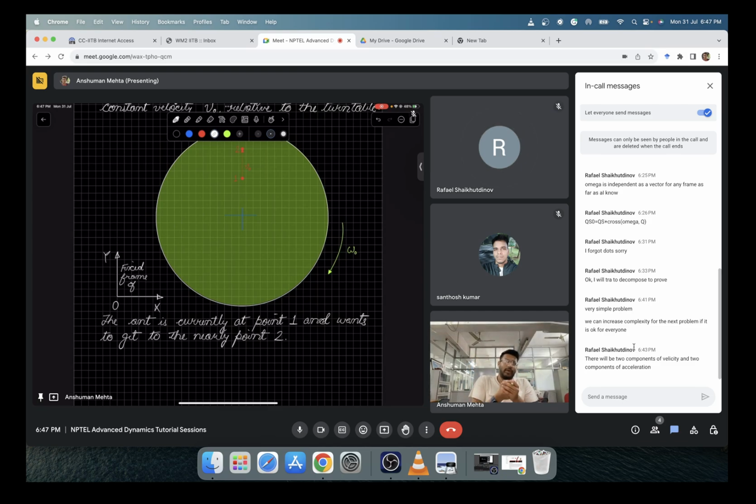So let's say we are that ant. Let's say I am that ant, and there's a huge platform and it's rotating. Now I wanted to go there. I have a friend at point 2, and I started moving towards him. Now will I experience some force or not? That is the issue.